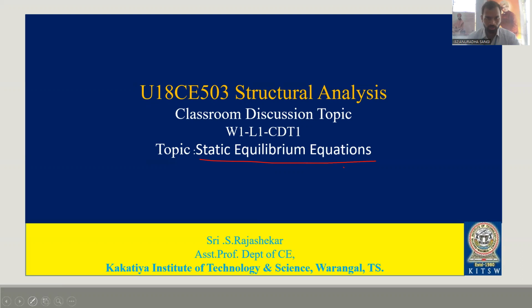The course name is Structural Analysis and the course code is U18C503. This is the first class, week one, lecture one. This is CDT1, classroom discussion topic one. The topic is static equilibrium equations and the identification of static indeterminacy of the structure and the stability of the structure, that is, whether it is a stable or unstable structure.